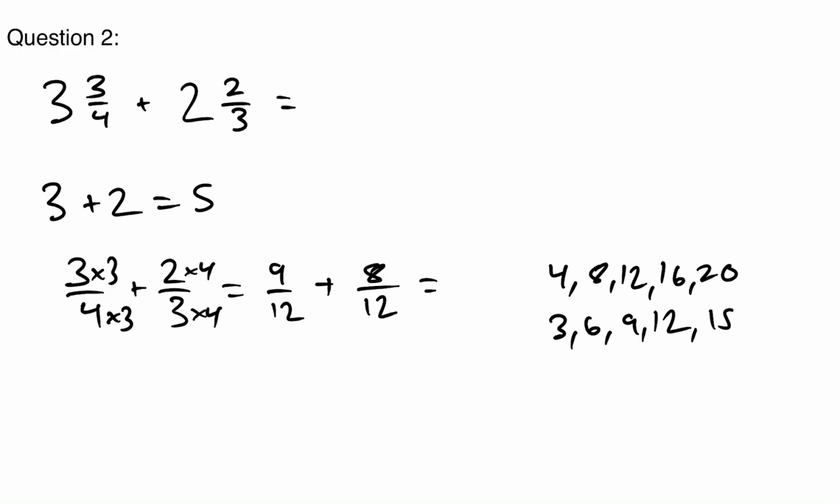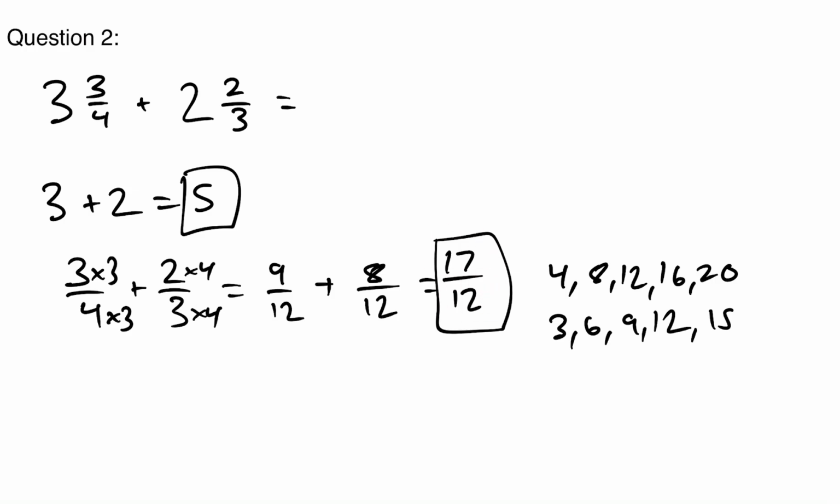And so now that we have a common denominator for both of these fractions, we can simply add the numerators together. 9 plus 8 is equal to 17 over 12. And so now we can put the whole number and the fraction together. But before you do that, you're going to notice that the numerator on the fraction, 17, is greater than the denominator. And that's because this is an improper fraction.